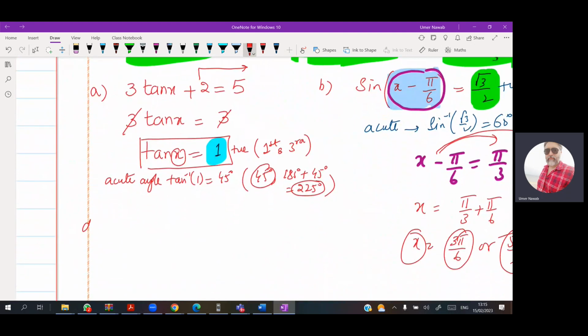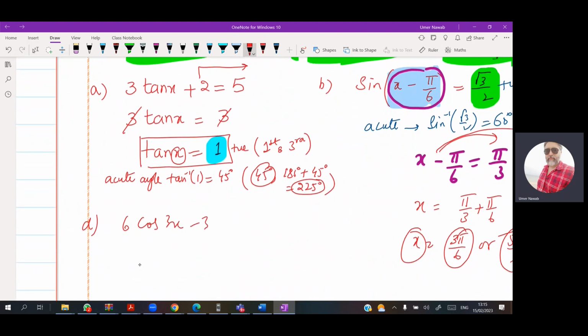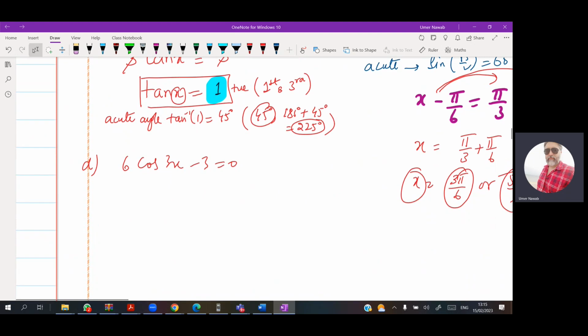If we look at the D part, he gave us 6 cosine of 3x minus 3 is equal to 0. You need to first transform this equation into basic form: send the 3 to the other side, divided by 6 will give you half. Now this looks like a basic trigonometric equation, but unfortunately, the angle is a multiple of a number. So the frequency is 3.